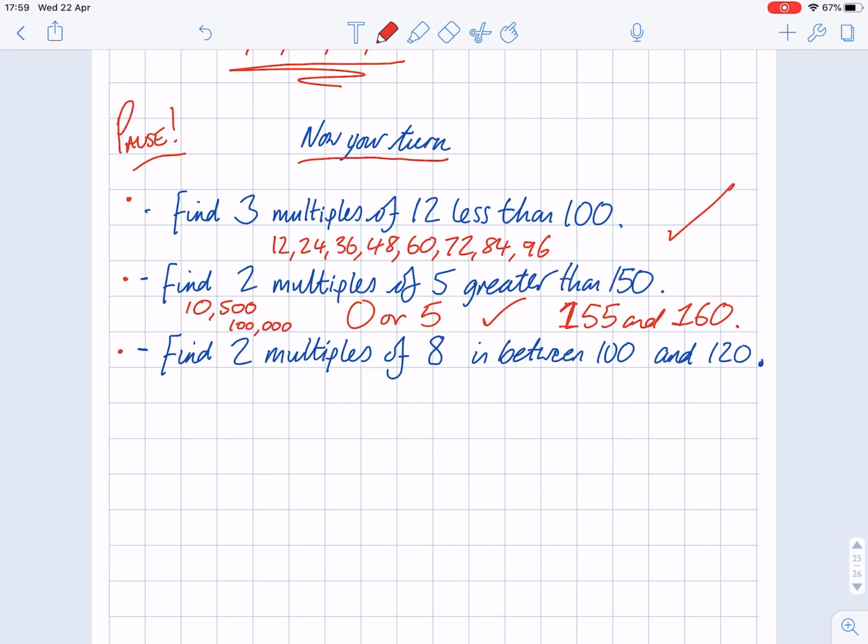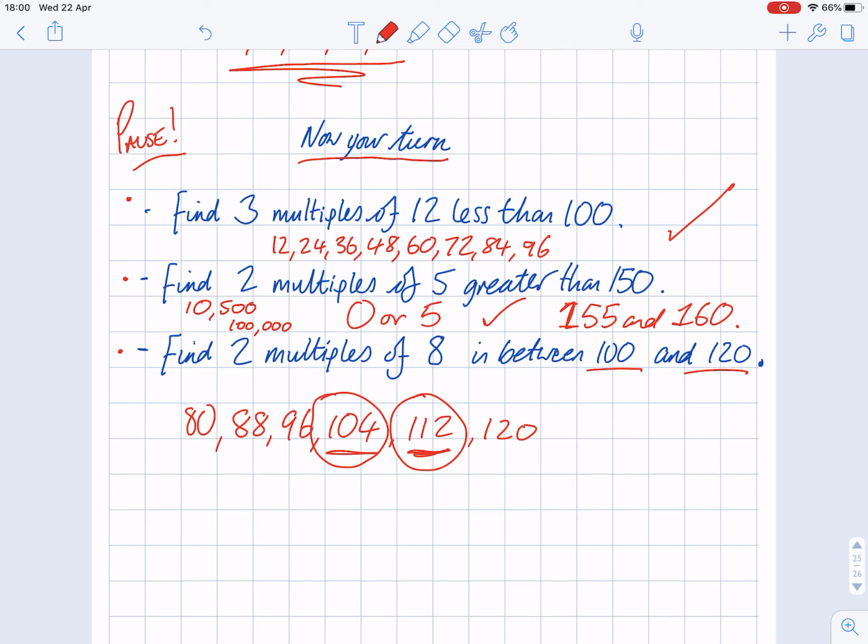The last one, find two multiples of 8 in between 100 and 120. Again, I would be counting up in 8s, and whichever numbers I land on between 100 and 120 are my answers. There are two possible answers. I know 10 8s are 80, so if I count on, I go 88, 96, 104, so that's one of my answers. I go 112, my next answer, and then I'm on 120. That's not in between those, is it? So they are my two answers there.